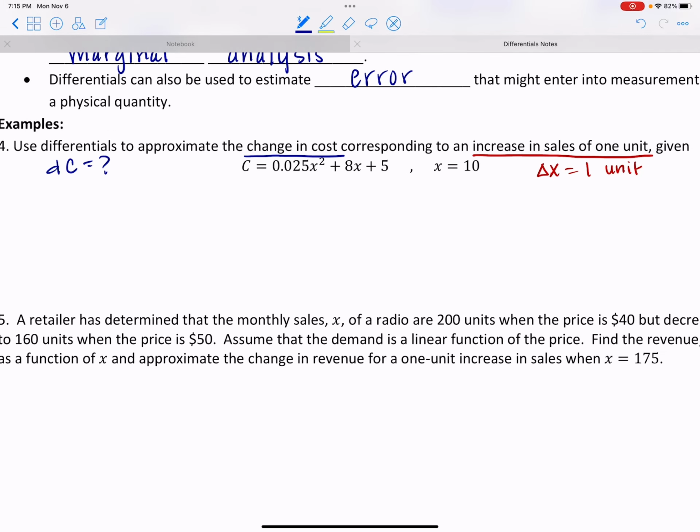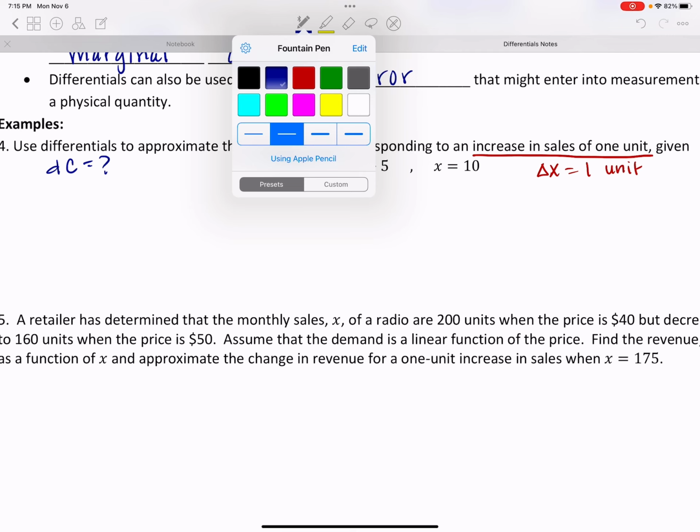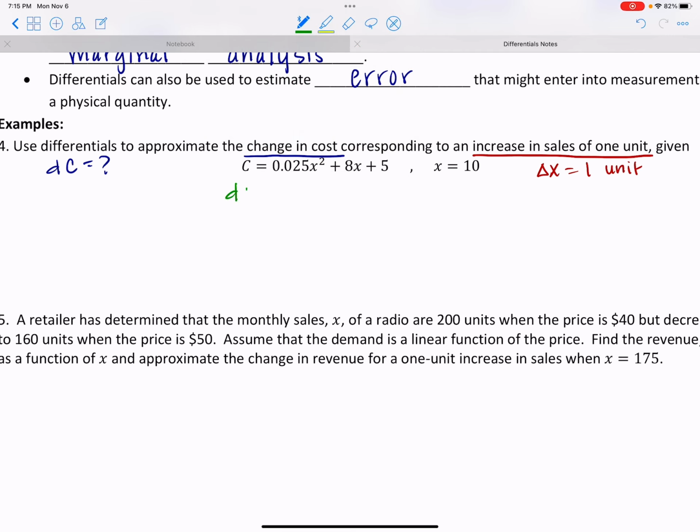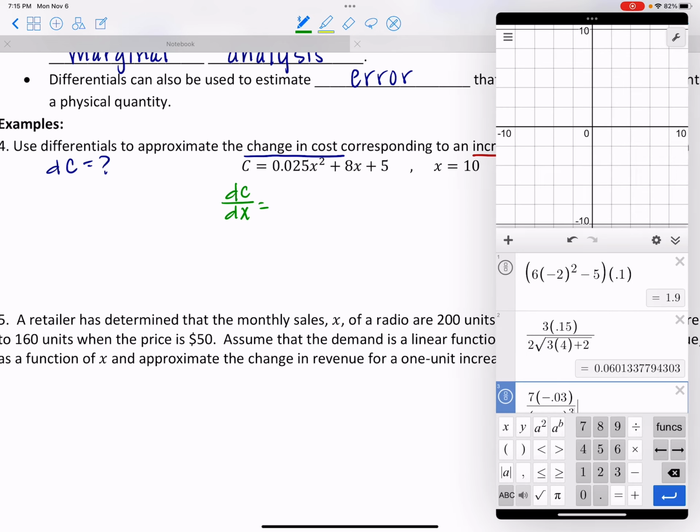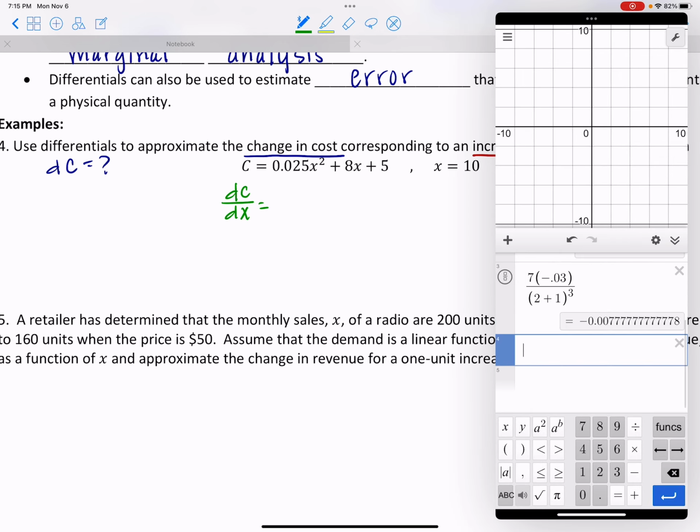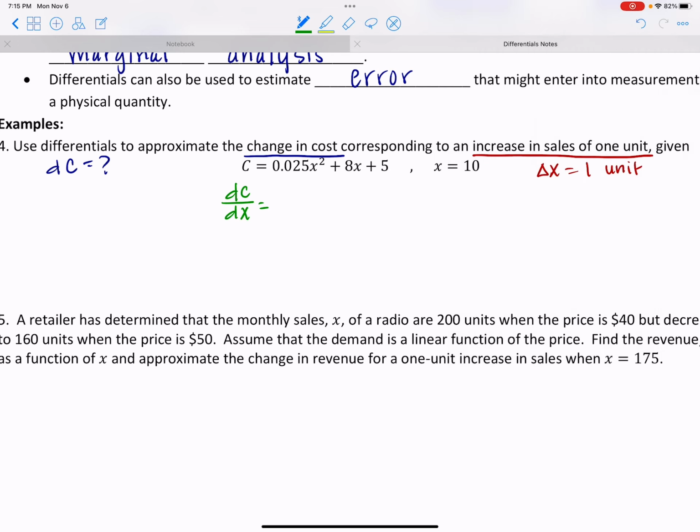So again, we're going to take our derivative. Let's go green. So if I found the derivative of c with respect to x using my power rule, 2 times 0.025, that's going to be 0.05. So this will be 0.05 x to the first power, plus the derivative for 8x is just going to be 8, and then the derivative for our constant is going to be 0. So here's our derivative of c with respect to x.